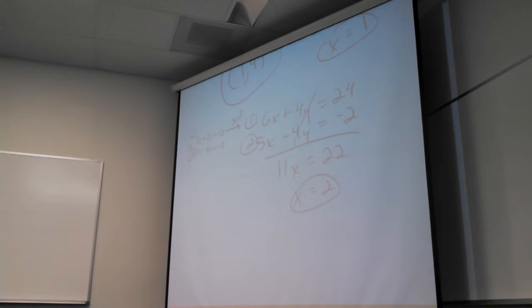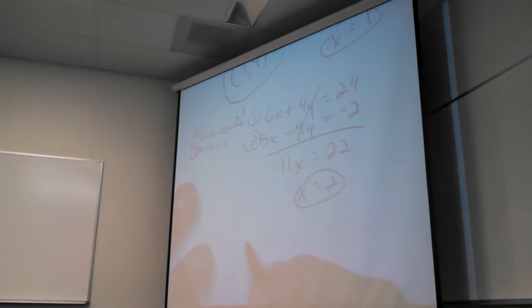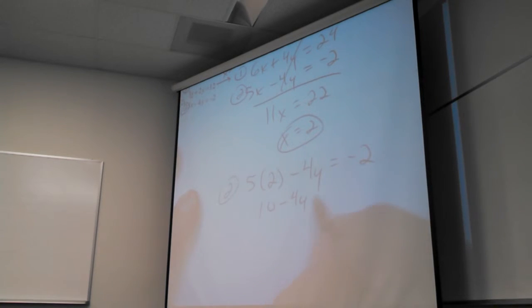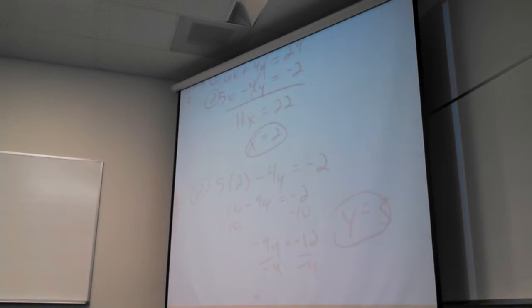And then I could plug that in. Which one? I don't care. First one. Okay, the last one. So if I put it into 5 times x minus 4y, which is supposed to be negative 2, 10 minus 4y is negative 2. Subtract the 10. Negative 4y is negative 12. Divided by negative 4. I'm going quickly because you all should be able to do all that. Y equals 3.